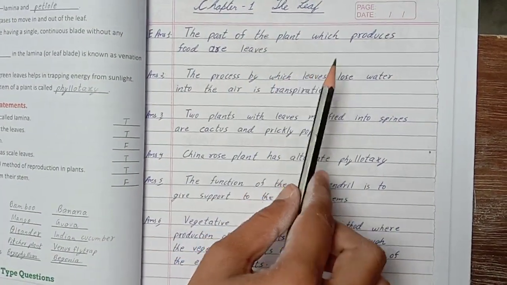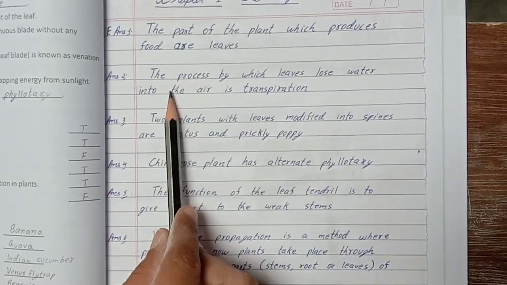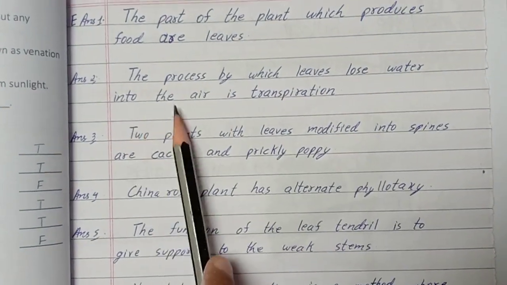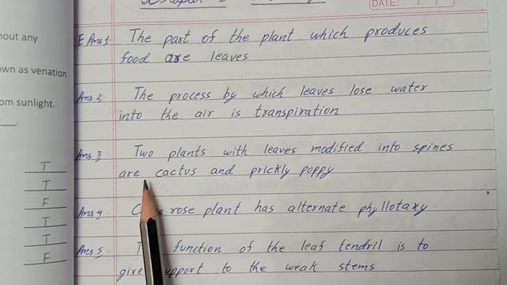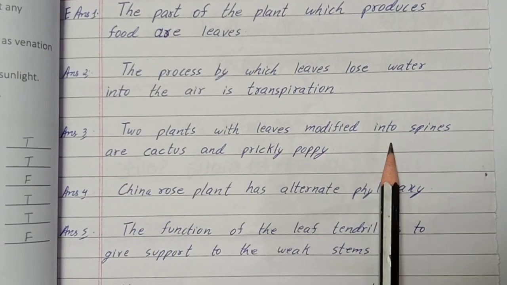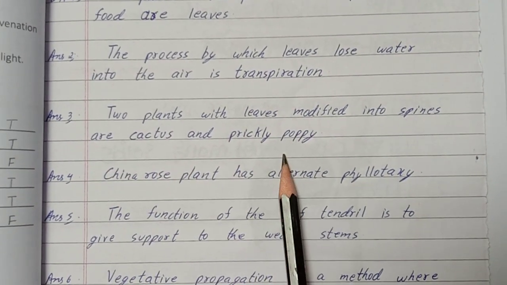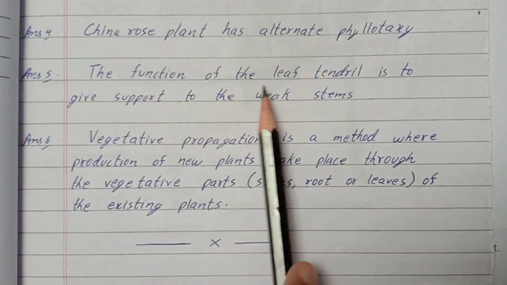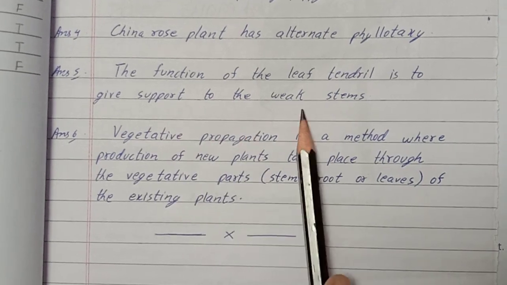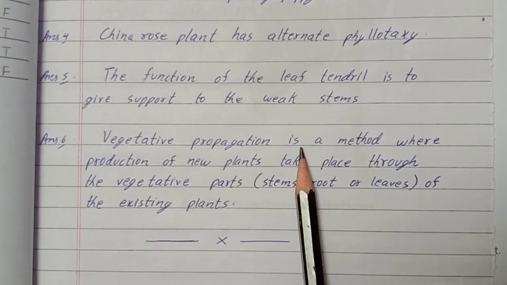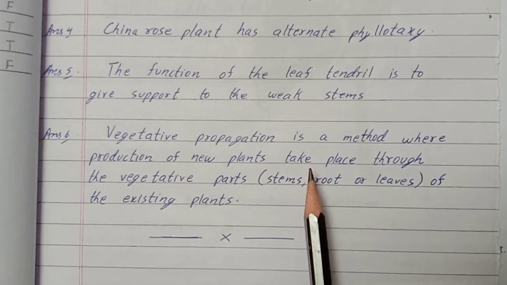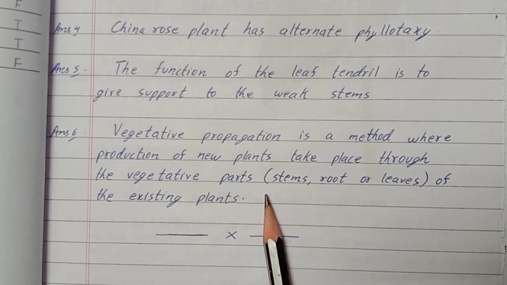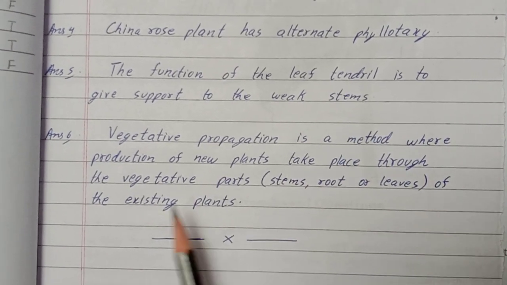The part of the plant which produces food are leaves. The process by which leaves lose water into the air is transpiration. 2 plants with leaves modified into spines are cactus and prickly poppy. China rose plant has alternate phyllotaxy. The function of the leaf tendril is to give support to the weak stems. Vegetative propagation is a method where production of new plants takes place through the vegetative parts, stem, roots or leaves of the existing plants.